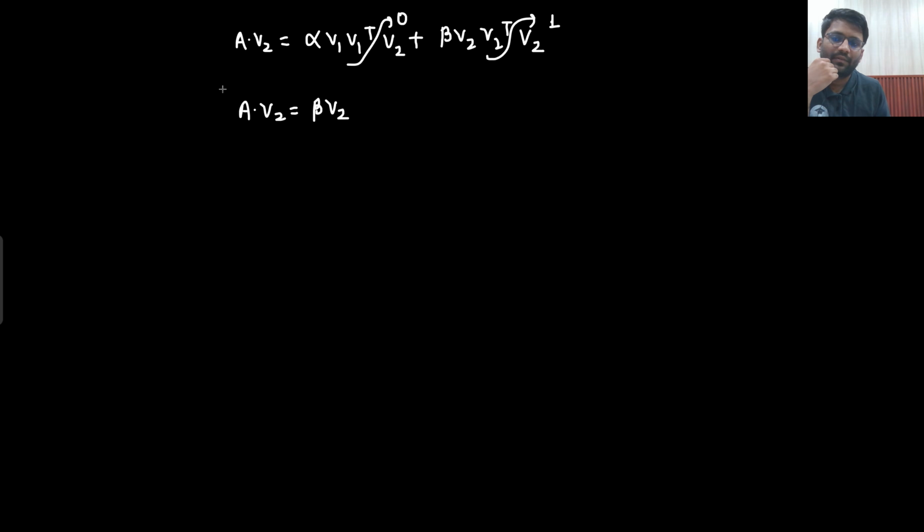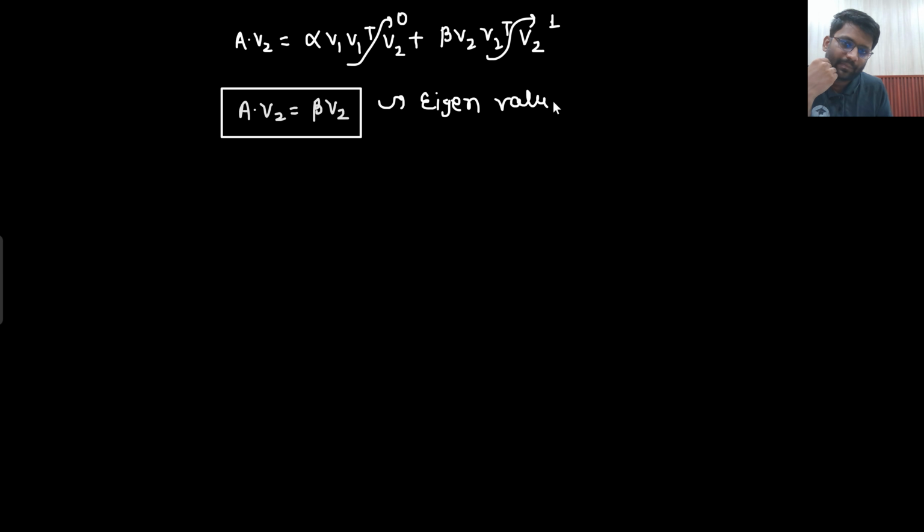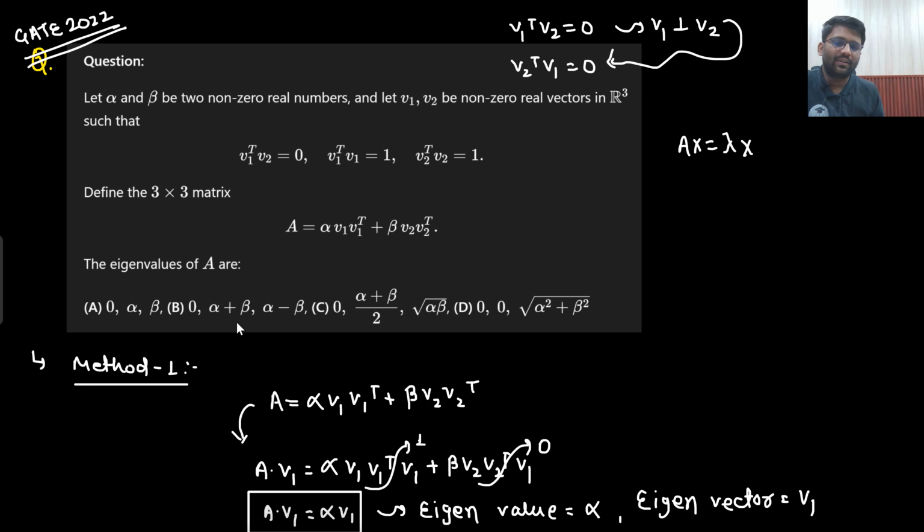What does that mean? One of the eigenvalues is beta with eigenvector v2. Understandable? Okay. So two eigenvalues I have found out, alpha and beta. Is there any option with alpha, beta? Alpha plus beta is wrong. So I will click on this one.